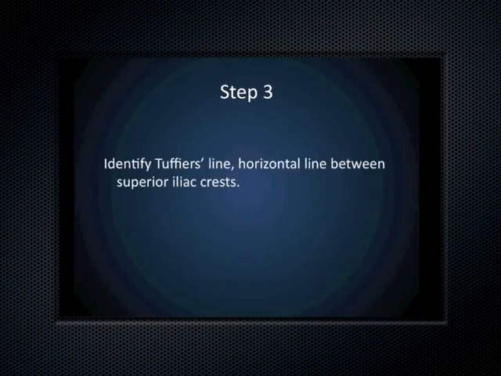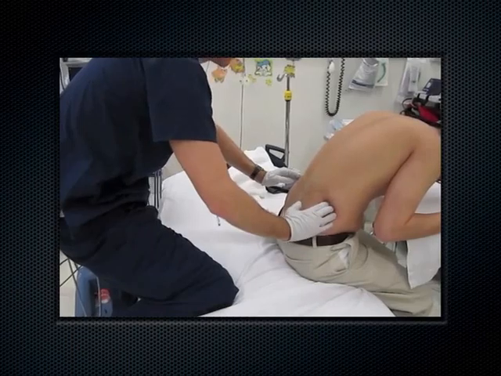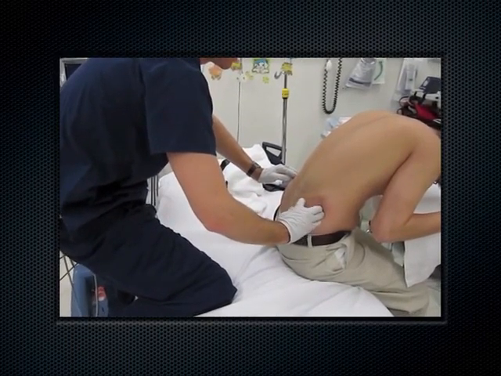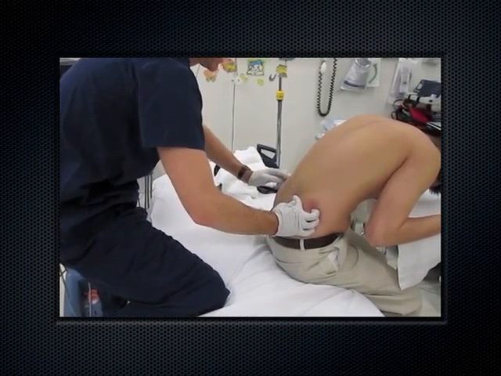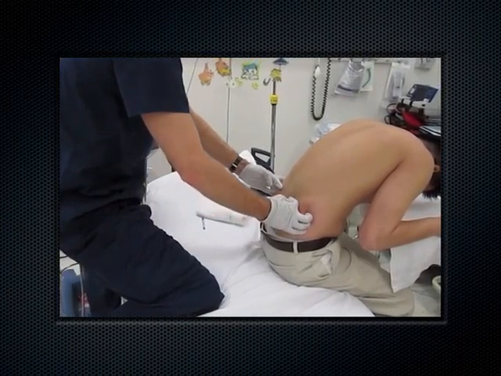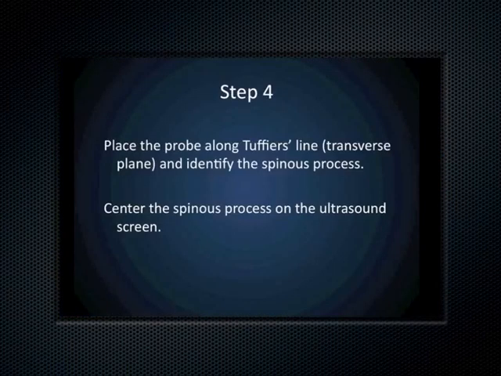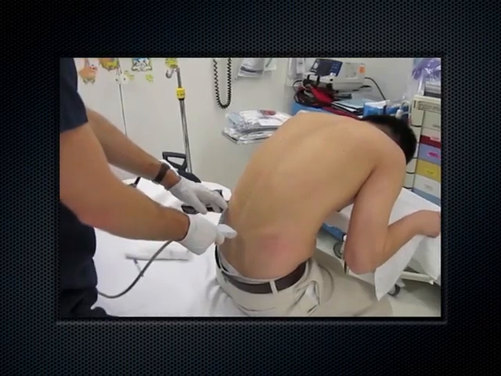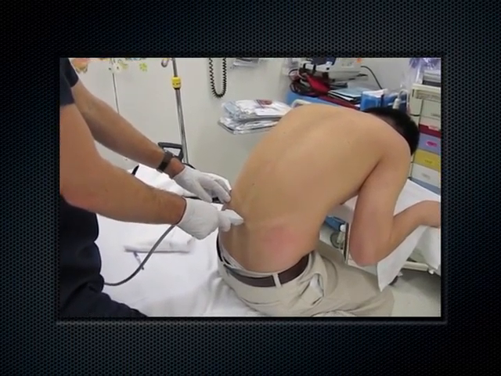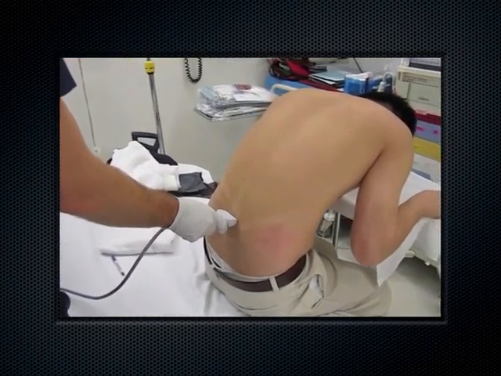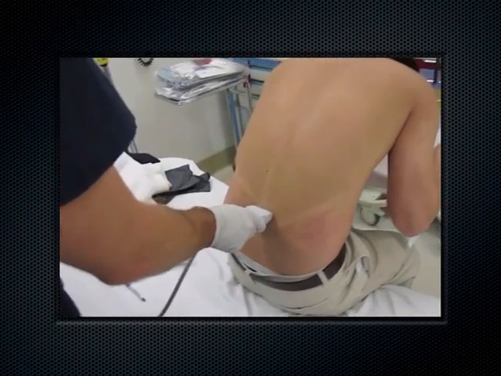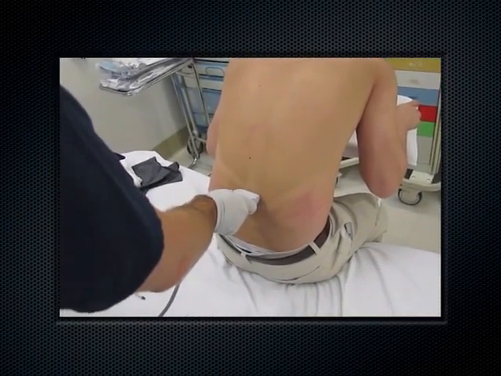Now, identify Tuffier's line. This is the horizontal line between the superior iliac crests. This will help you identify the spot where you should first place your probe to look for the spinous processes. Next, place the ultrasound probe along this Tuffier's line in a transverse plane. In this orientation, keep the ultrasound probe marker to your left and to the patient's left.